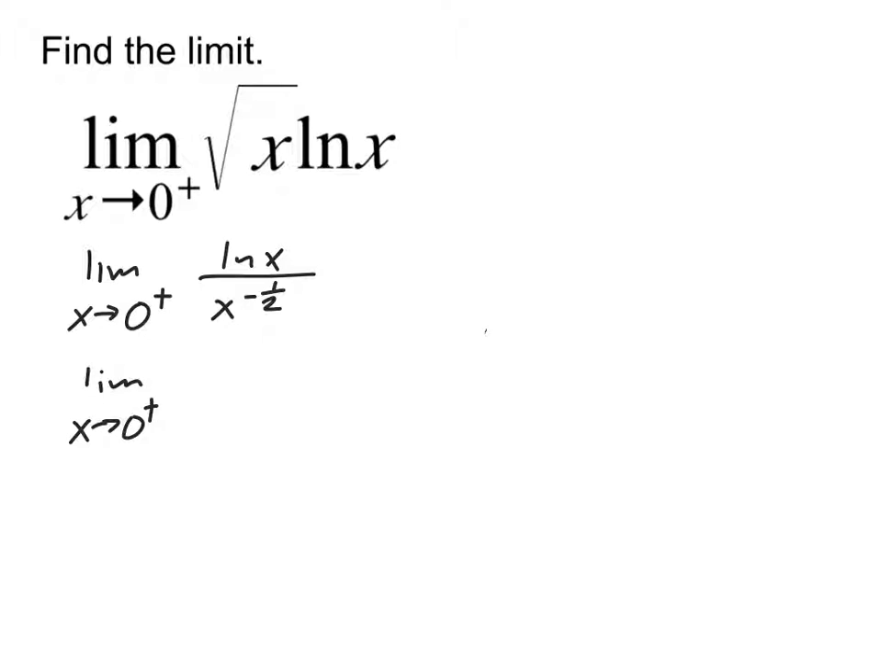So the derivative of the natural log is just 1 over x. Then that's going to be over the derivative of x to the negative 2, so that's going to be a negative 1/2 x to the negative 3/2.